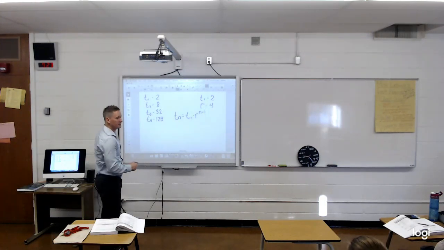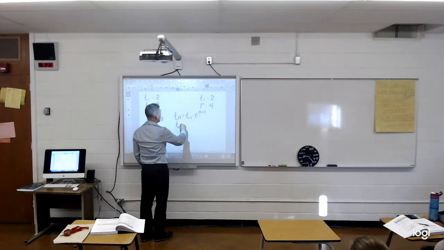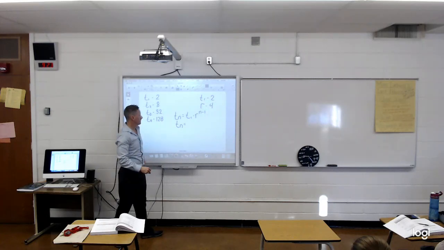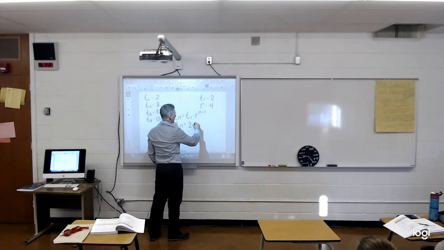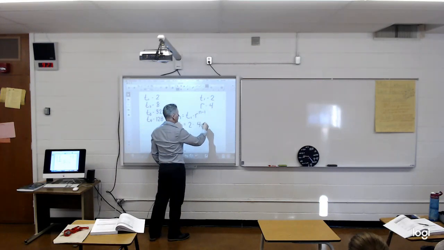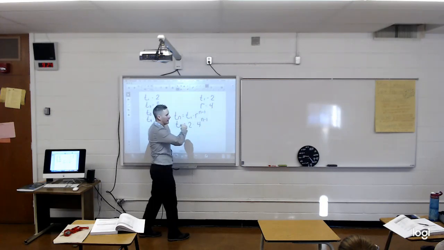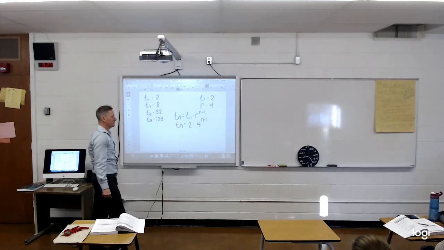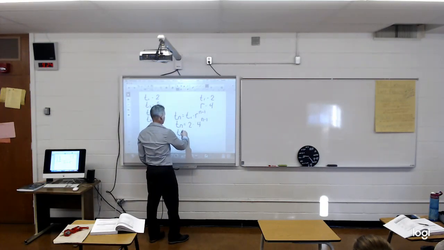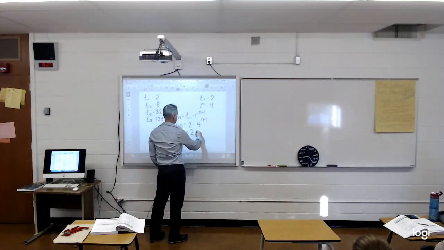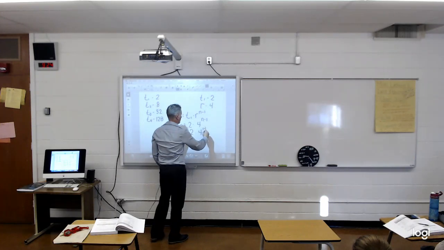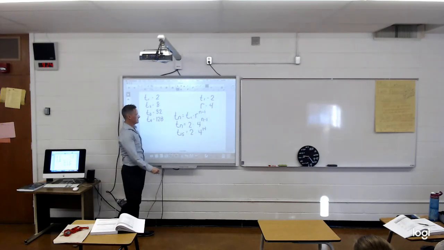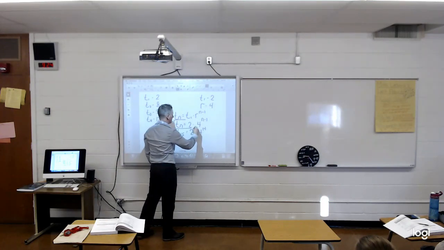Very good. So my general statement reads this. If I want to find any term, the nth term, I start by going T1, which is 2, times 4 to the n minus 1. So if I'm looking for the 15th term, I do that. Okay? So this is the general statement. That's what you're looking for.